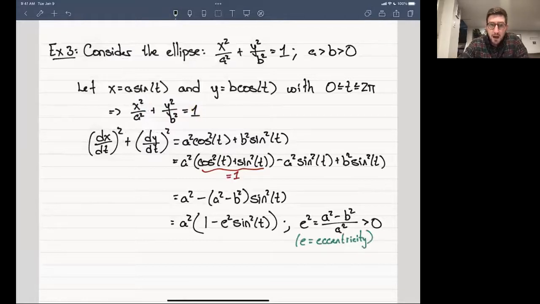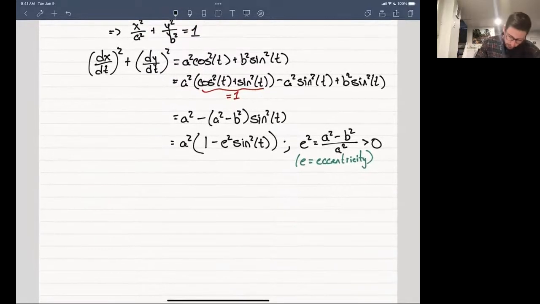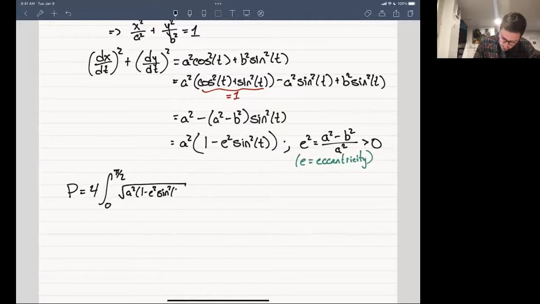Okay, so now we need to determine the perimeter of this thing. Well, the perimeter is equal to, again, we can restrict ourselves to just the first component from 0 to pi over 2. By symmetry, it's 4 times the integral from 0 to pi over 2. So we're going to keep our lives simple. We don't want to go all the way around in a circle. We're going to go from 0 to pi over 2, and we have the square root of a squared (1 minus e squared sine squared of t) dt.